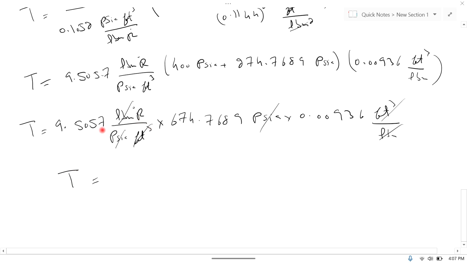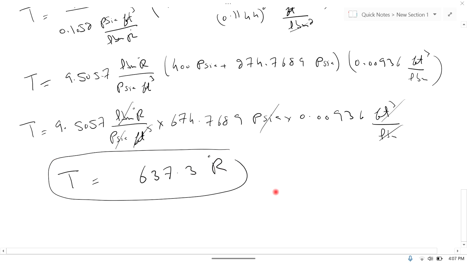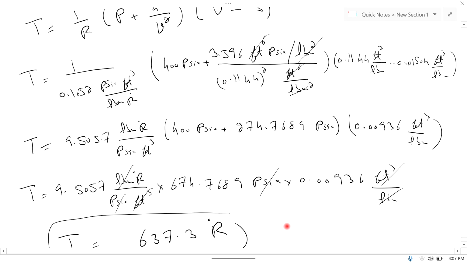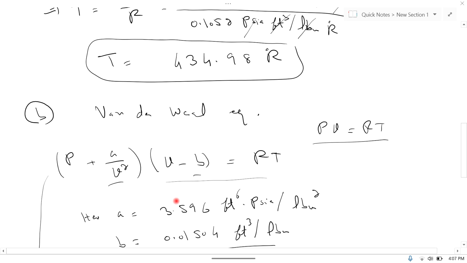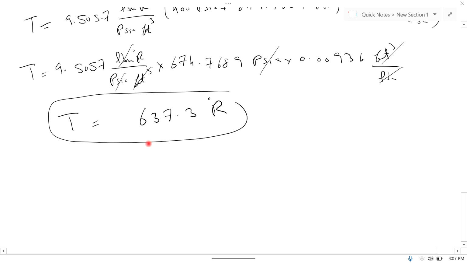Multiply these three below. So final answer is 637.3 degree R. So this is the answer of van der Waals equation, and this is more accurate. The answer of ideal gas equation is 434.98, and this is 637. So this is more accurate as compared to above.